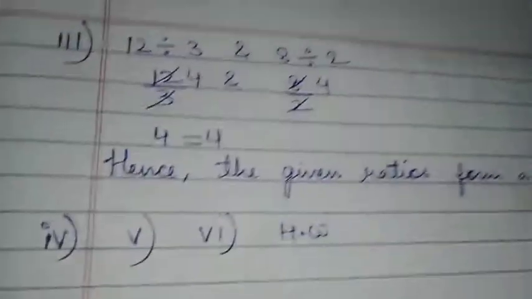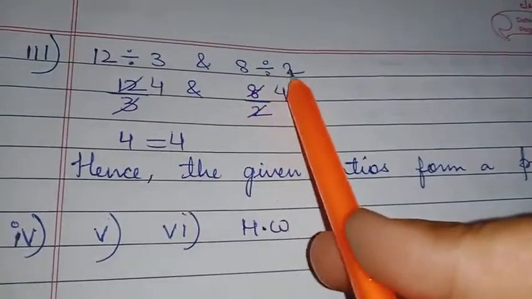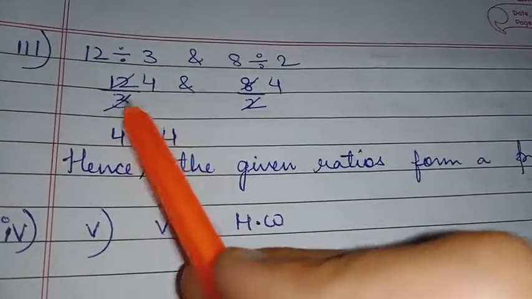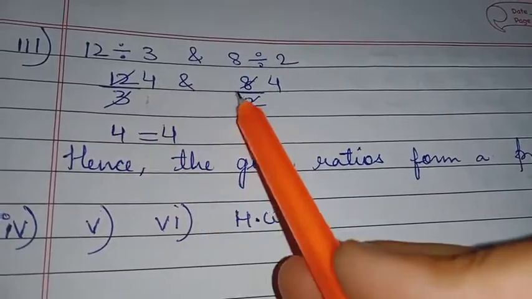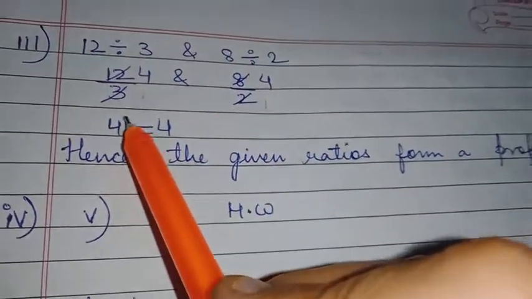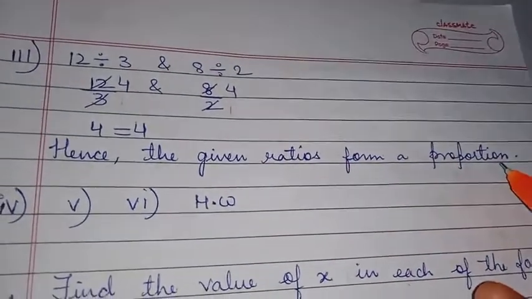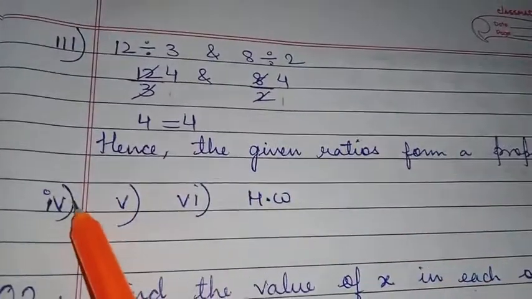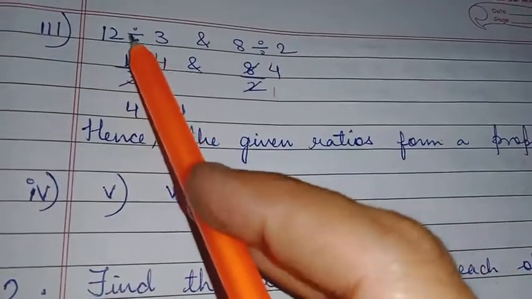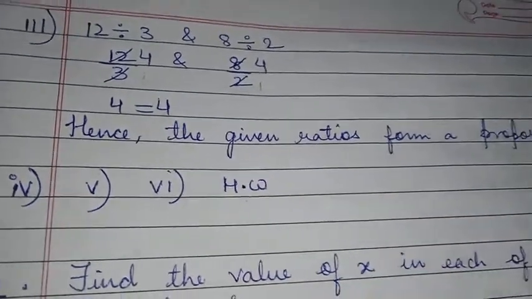Let us see the third one. 12 divided by 3 and 8 divided by 2. So 12 upon 3, 8 divided by 2. So 3 ones are 3, 3 fours are 12, 2 ones are 2, 2 fours are 8. So here we can see 4 is equal to 4. Hence the given ratios form a proportion. Right? 4th, 5th and 6th are homework. Same way you have to arrange, write 12 by 3, bring it to lowest form. You will get the answer.